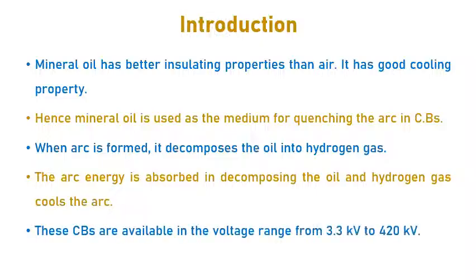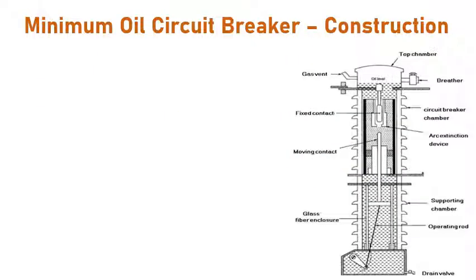And these circuit breakers are available in voltage ranges from 3.3 kilovolt to 420 kilovolt. And this is the picture of a minimum oil circuit breaker. In oil circuit breakers there are two different types. One is the bulk oil circuit breaker, which uses a huge amount of oil for circuit breaking, and the second one is the minimum oil circuit breaker, which uses a small amount of oil for circuit breaking, which is advantageous over the bulk oil circuit breaker.